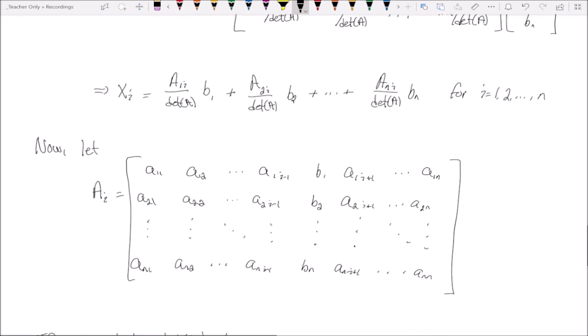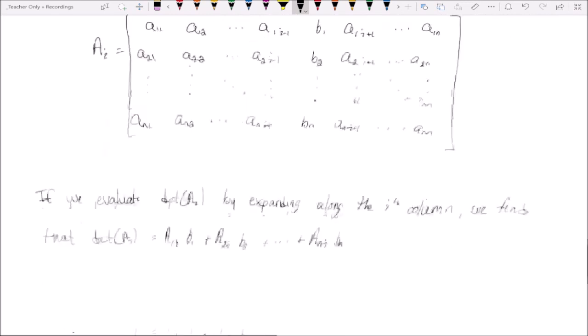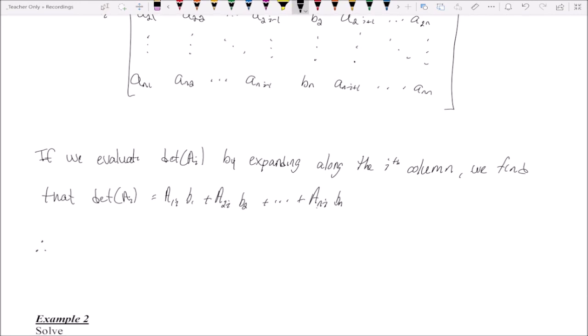But if we notice, if we factor out a 1 over determinant of A from x sub i, that's what we're left with, the determinant of A sub i. So therefore, we find that x sub i is the determinant of A sub i over the determinant of A for i equal to 1, 2, up to n, which is what we desired. And so now Cramer's rule has been established.